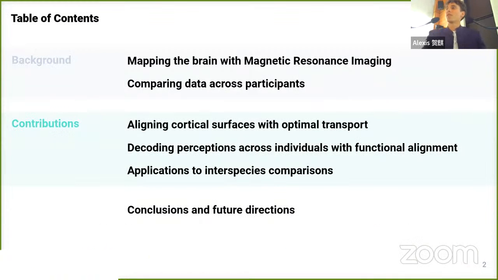First, we'll start with a bit of background on research that has been happening in the past three decades, and that has been trying to map the functional organization of the brain, both in humans, but also in non-human primates. And we'll see how differences in the organization of the cortex are both an impediment and an opportunity to study the brain. And then I'll switch to the contributions that I've tried to bring to the field.